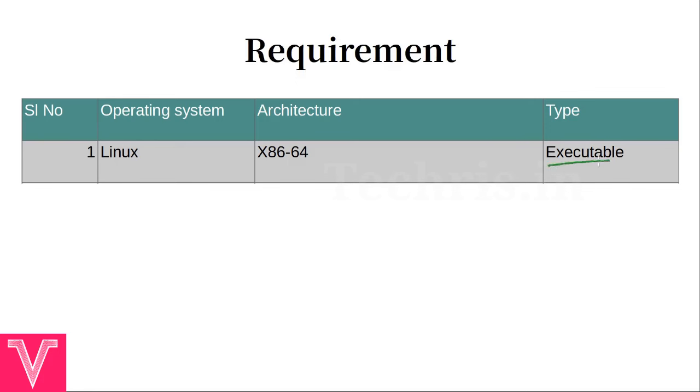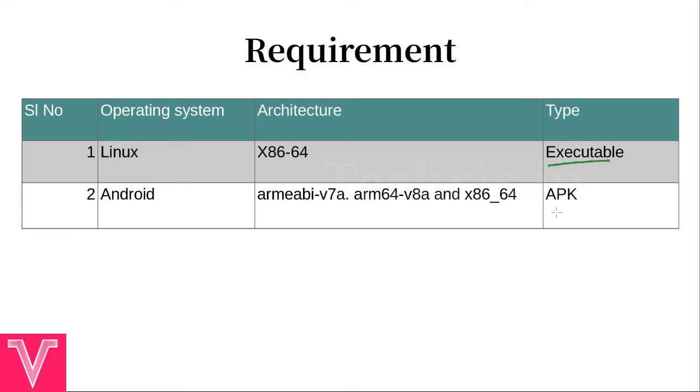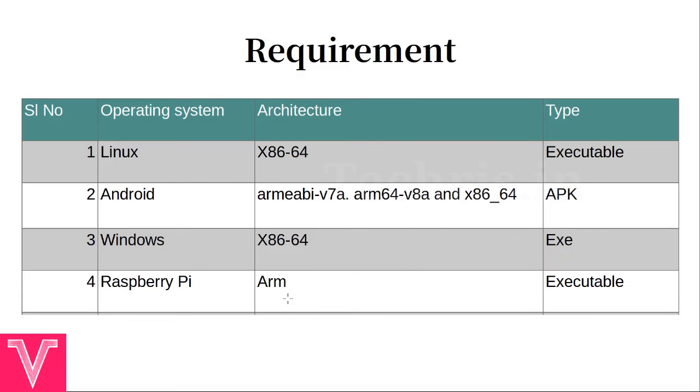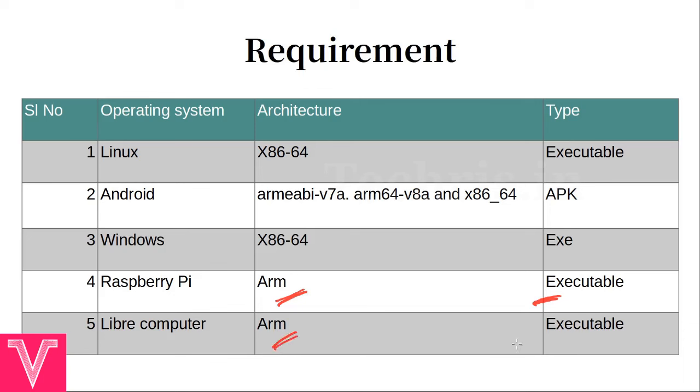For Linux, you need an executable. For Android, you need to have an APK or AAB. For Android, you need to have versions for 32-bit and 64-bit, for both ARM-based devices and non-ARM-based devices. For Windows, you need an executable, mostly for 64-bit devices. For Raspberry Pi, it is based on ARM architecture. You need an executable. For Libre computer also, you need an executable for ARM devices. In a nutshell, you need different executables, either executable, APK or EXE, based on their architecture.